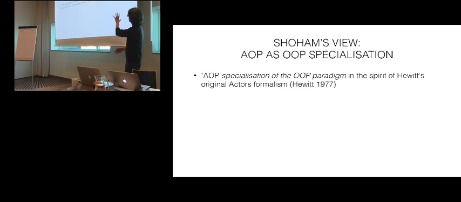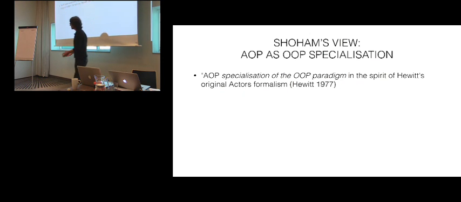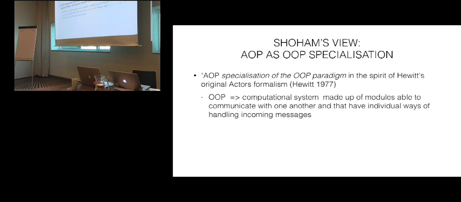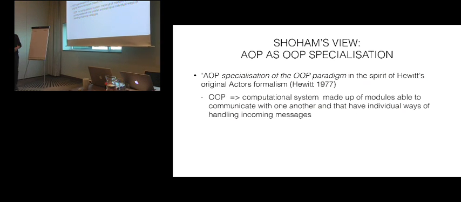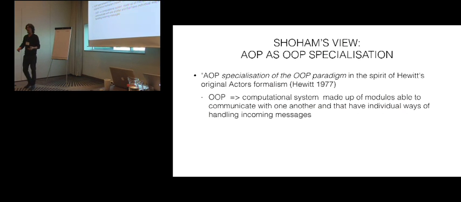So Shoham's view is of agent-oriented programming as a specialization of object-oriented programming. If we think about object-oriented programming, as in Shoham's paper, you think about a computational system made up of modules able to communicate with each other, and that have individual ways of handling incoming messages.